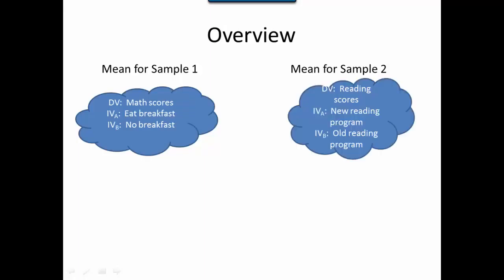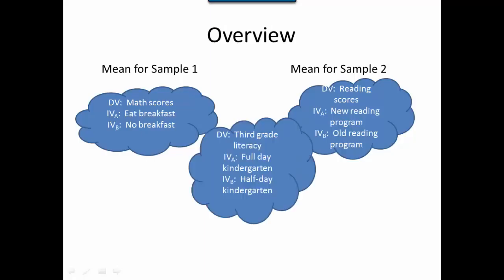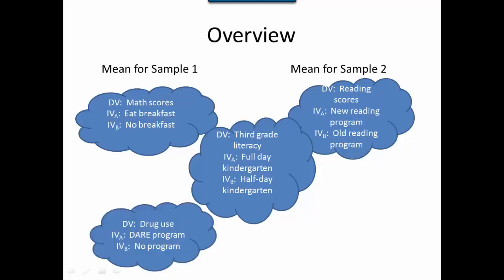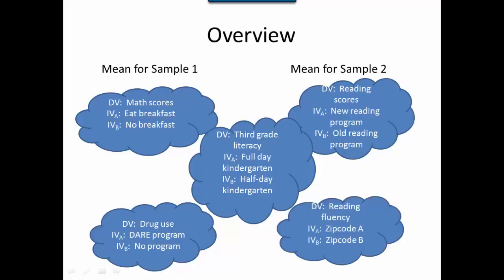Another example, reading scores. And perhaps we've got two levels of the IV. One's a new reading program, and one is the old reading program or some kind of control. Third grade literacy. We could have one group that gets full day kindergarten and one group that gets half day kindergarten, and then how do those affect third grade literacy? We can look at drug use. Kids who go to the DARE program and kids who don't go to a DARE program. Another example, reading fluency. We could compare kids in one zip code with kids in another zip code.